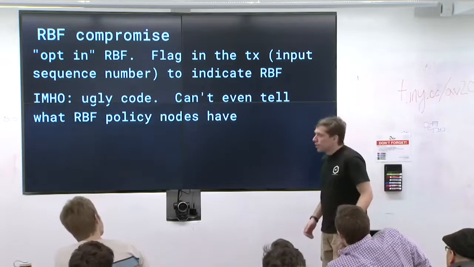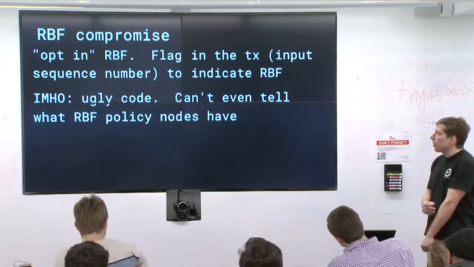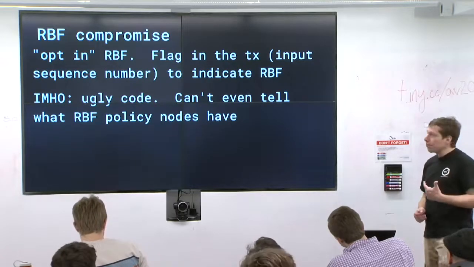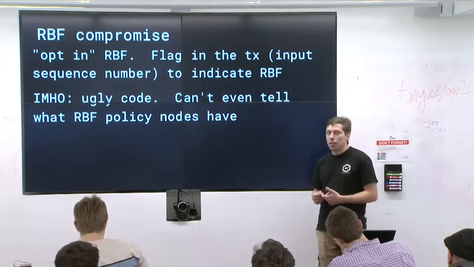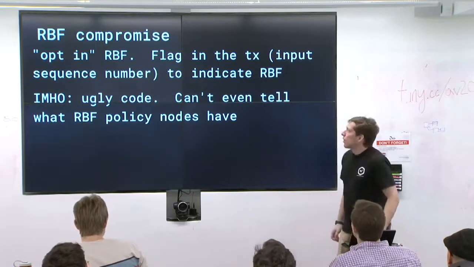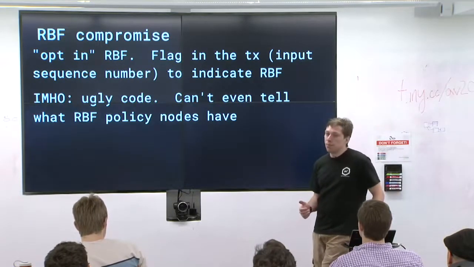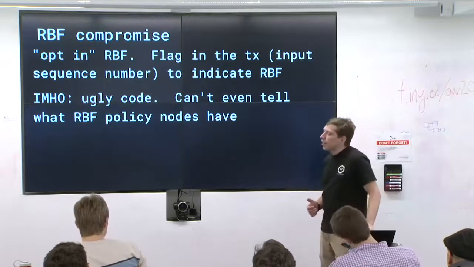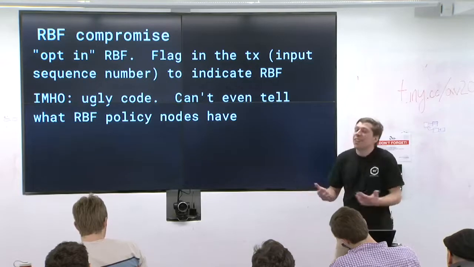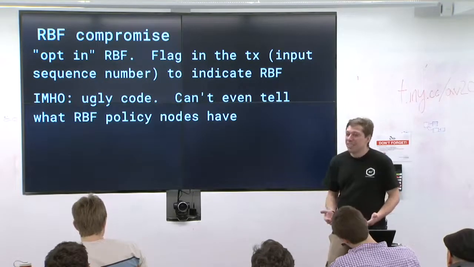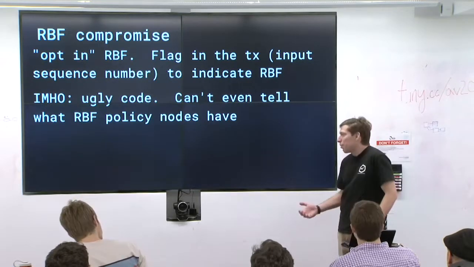So the compromise that's currently the default in the Bitcoin software is called opt-in replace by fee. You flag a transaction by changing the sequence number in the input to not be FFFFFFFF. And then you indicate, hey, I'm flagging my transaction as this can be replaced with an increasing fee. It's kind of ugly in my opinion. It's not really opt-in. You can't even opt out. It's weird to say to people, oh yeah, you opt into RBF, because there's no way to prevent it.